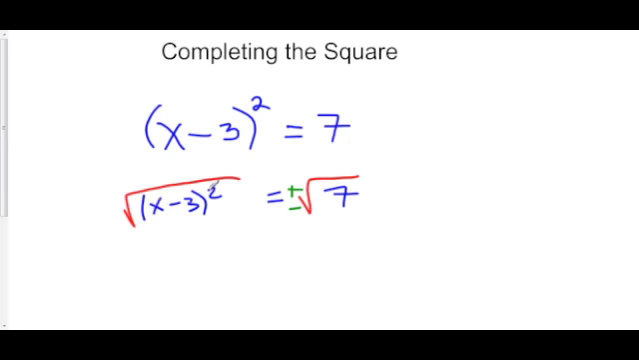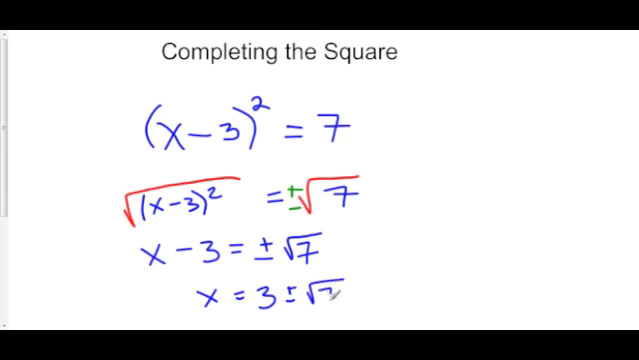Now the square root and the square cancel out, and we are left with x minus 3 is equal to plus or minus the square root of 7. And finally, x is equal to 3 plus or minus the square root of 7. And this is the answer right here.